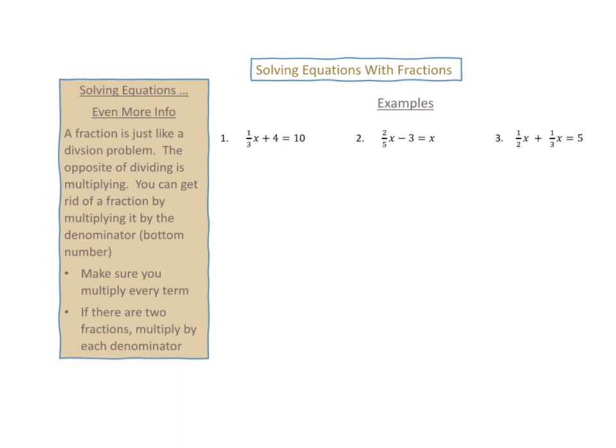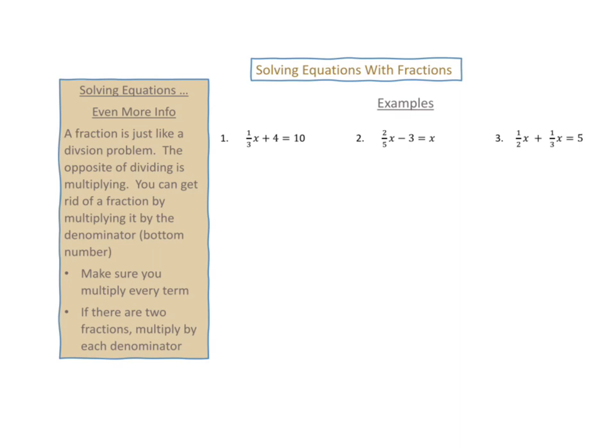A fraction is basically a division problem. When you see 1/3, you should see 1 divided by 3. And the opposite of dividing is multiplying. You can get rid of a fraction by multiplying by the denominator, which is the bottom number on a fraction. For instance, with 1/3, 3 would be the denominator. You have to make sure you multiply every term, and if there are two fractions, you multiply by each denominator.